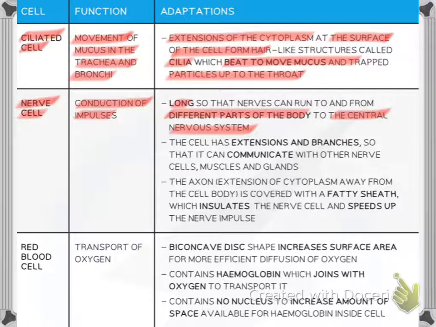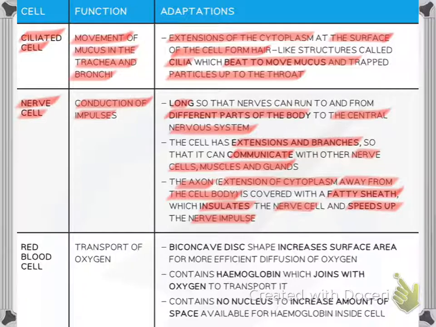And then the cell also has extensions and branches, and that allows it to communicate with other nerve cells, muscles, and glands. And the axon, the extension of the cytoplasm away from the cell body, is covered with a fatty sheath which insulates. Remember, the fatty sheath insulates the nerve cell and speeds up the nerve impulse. So a nerve cell has many adaptations. There are 3 of them. First, they're long. Second, they have extensions and branches so that they communicate with other nerve cells, muscles, and glands.